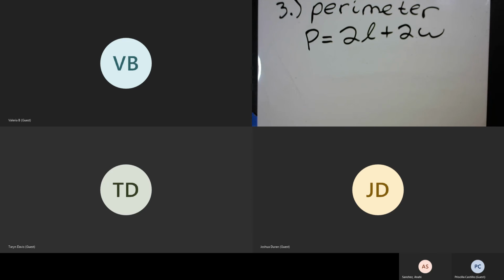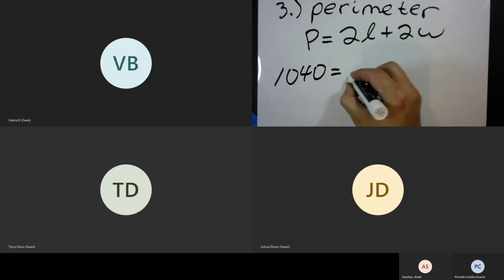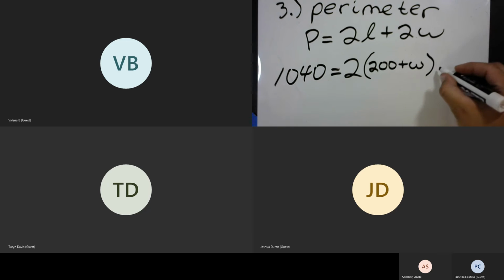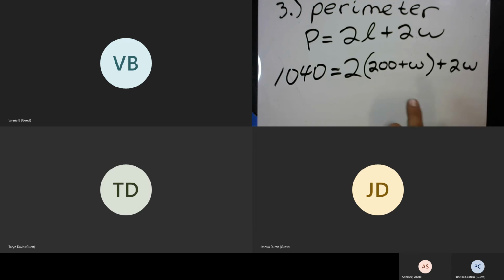Now we've been told what the perimeter is. It's 1,040 feet. And we've been told what the length is. It's 200 more than the width. Now we don't know the width. But it turns out that's going to be okay. The reason it's going to be okay is we have an equation, there's an equal sign, and there's only one variable. So that means we can solve for this variable.